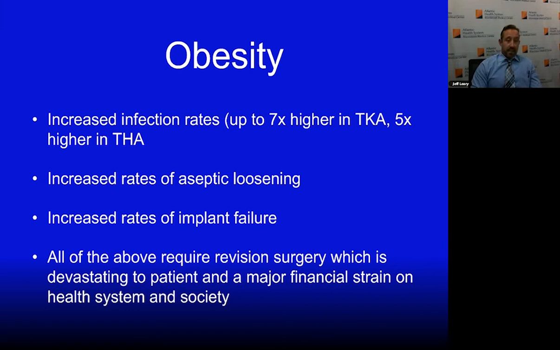There are increased rates of aseptic loosening, meaning implant failure or breakage not related to infection, and certainly higher infection rates like we talked about. All of these require revision surgeries, which are devastating complications. They're much more difficult complications, huge financial strain, slower recovery, and just place a huge strain on the system as a whole, the health system. So anything we can do to avoid these complications, again, it behooves us to do so.